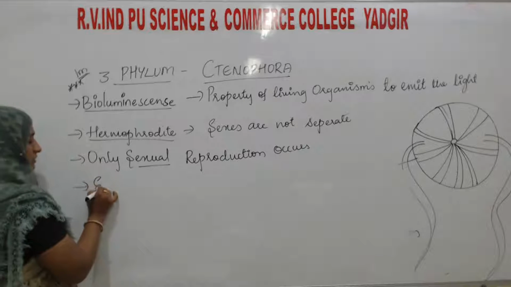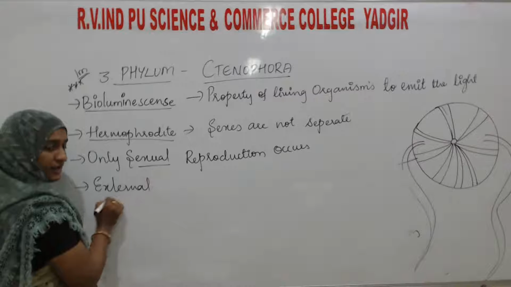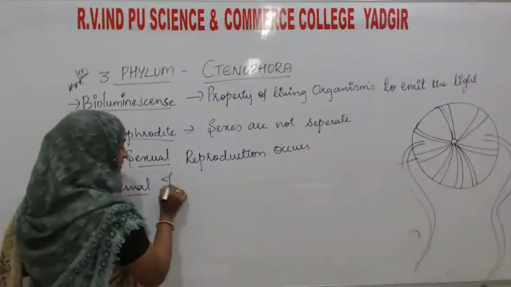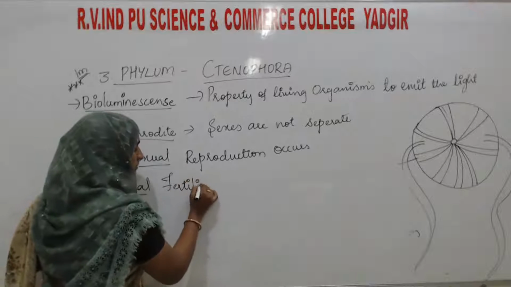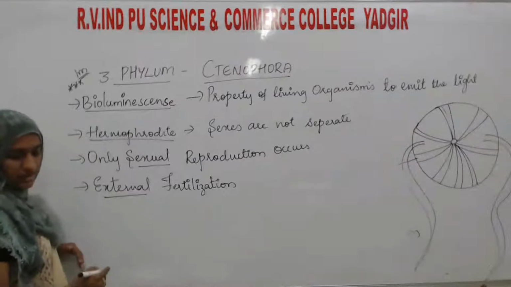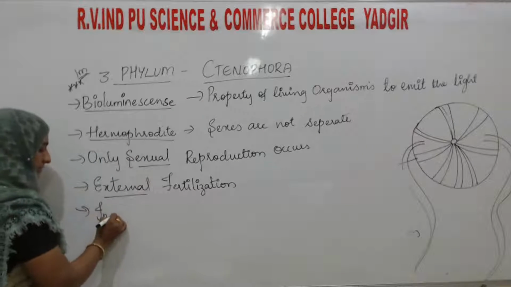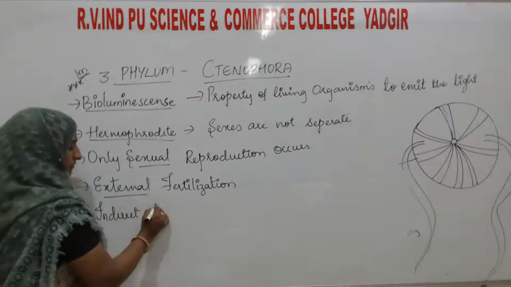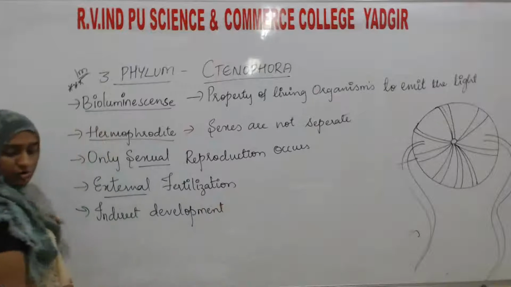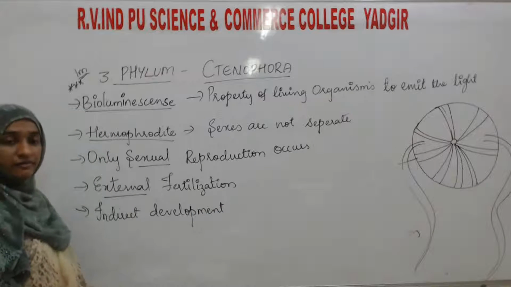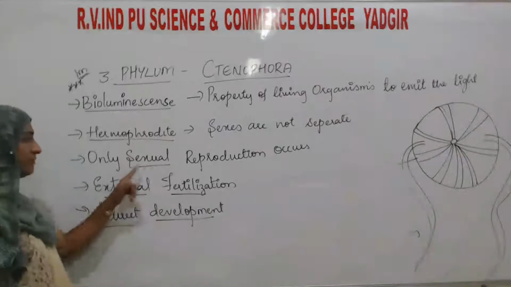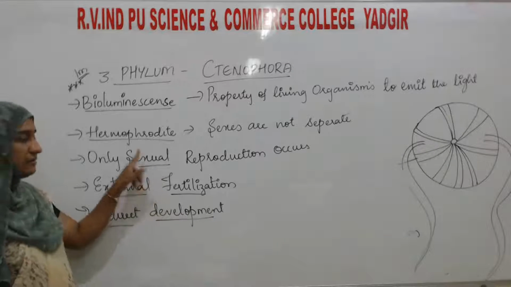Fertilization is external. Outside the body, the fertilization is going to take place, not inside the body. That is the external fertilization. And what about the development? Here, the development is indirect. Indirect development means during the development, it will include the larval stage. That means indirect development, external fertilization, only sexual reproduction is occurring.